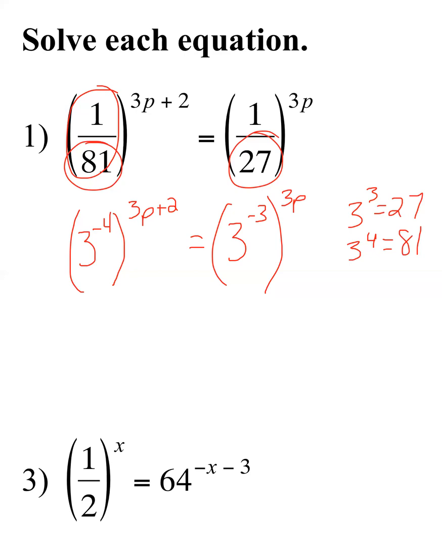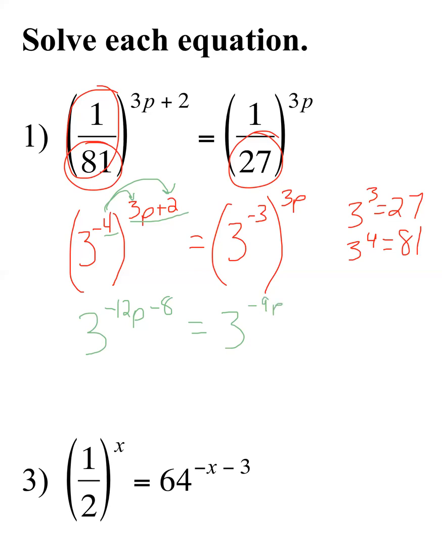Okay, so now let's just simplify each side. I'm going to raise my exponents. One thing I do want to point out here, you need to distribute, right? You're going to multiply this whole thing by -4. So you need to distribute to both, right? So you're actually going to get 3 to the -12p minus 8. And then on the right-hand side, that'll be 3 to the -9p.